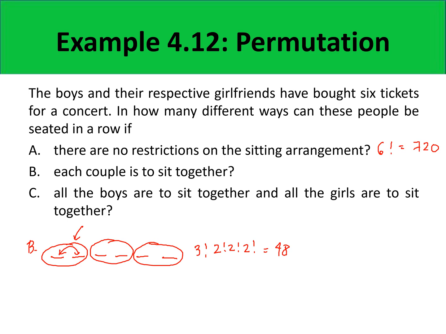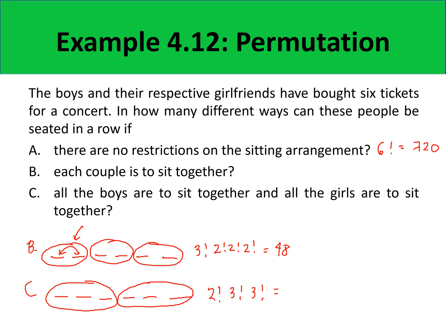For letter C, the requirement is that all the boys are to sit together and all the girls are to sit together. Similar to what we did in item B, the 3 boys can be considered as one object and the 3 girls can be considered as another object. So the number of ways of permuting these groups would be 2 factorial. However, for each group, we can still permute all the boys and also all the girls. So we shall have a multiplier of 3 factorial and another 3 factorial. In this case, we have 72 different arrangements.